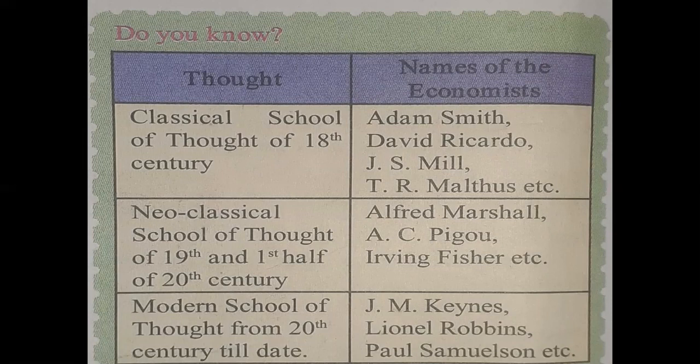Then next is the modern school of thought from the 20th century till date. Those economists are like John Keynes, then Lionel Robbins and Paul Samuelson. The modern school means mostly modern economics. We always explain those people's names as modern economists. These are the different thoughts and the different economists' names: the classical, the neoclassical, and the modern economists, who explained their theorems in that particular century.